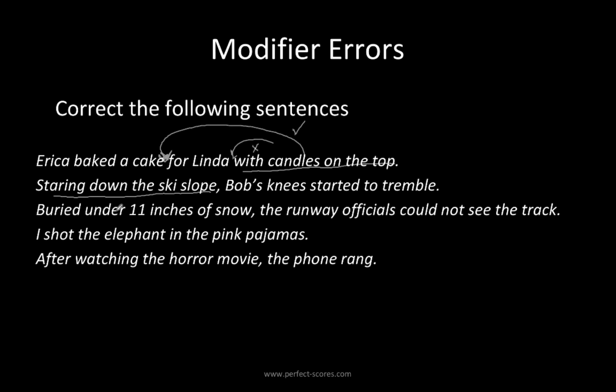The third one, buried under 11 inches of snow, the runway officials could not see the track. So clearly the first part is a modifier, but what was buried under 11 inches of snow? Definitely it wasn't the officials, it was the track. Either you pull the track from here and bring it over here. You can say buried under 11 inches of snow, the track was not seen by the runway officials. Or you can take this modifier and put it at the end of the sentence. You can say the runway officials could not see the track which was buried under 11 inches of snow.